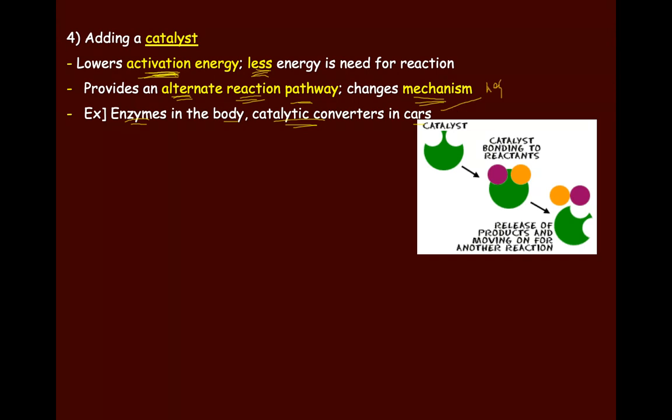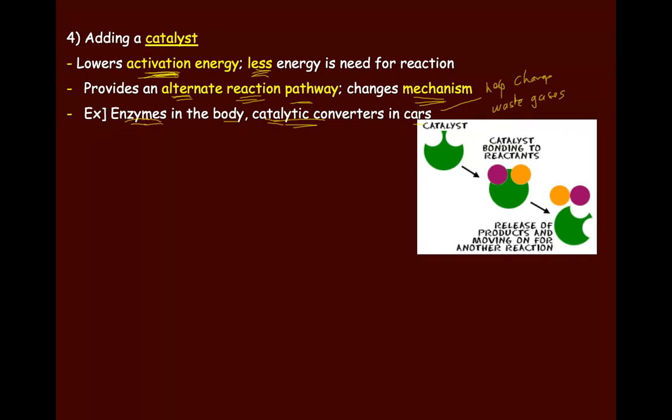Good examples are enzymes in the body and catalytic converters in cars, which help change waste gases that are emitted by the vehicle. All cars have these catalytic converters. They call them catalysts because they're catalysts. Enzymes also work like this.